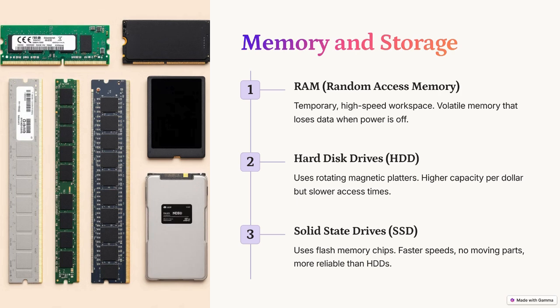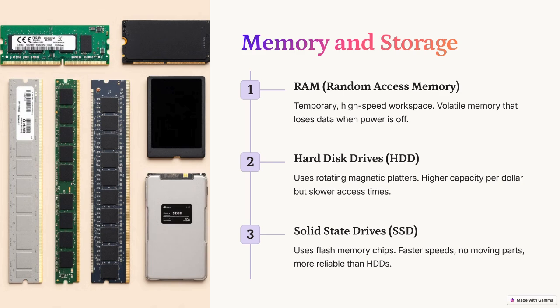RAM and storage. The memory systems. Computers use two primary types of memory. RAM, or random access memory, functions as your computer's short-term memory. It stores data that's actively being used, and allows for smooth multitasking when you have enough of it. Storage devices serve as long-term memory and come in two main varieties.